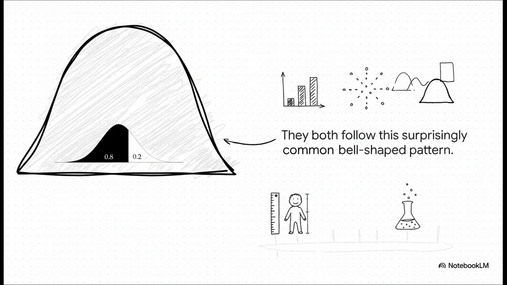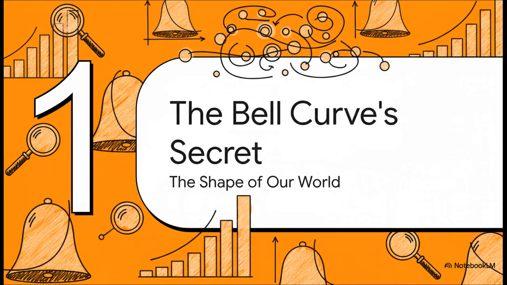It's this elegant, symmetrical curve that just pops up over and over again. You can almost think of it as a fundamental blueprint for how random things tend to look when you gather enough of them together. So for this first section, let's pull back the curtain. We're going to dig into what this shape actually is and why it's so unbelievably important.